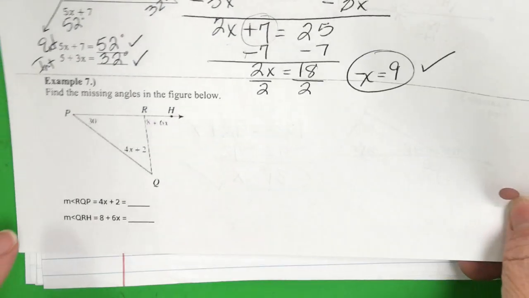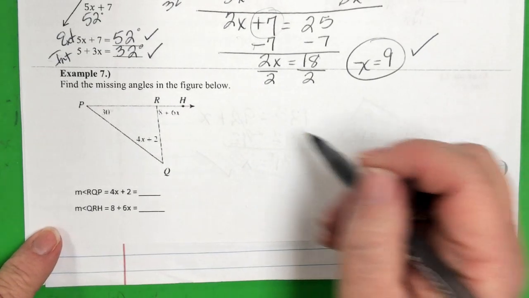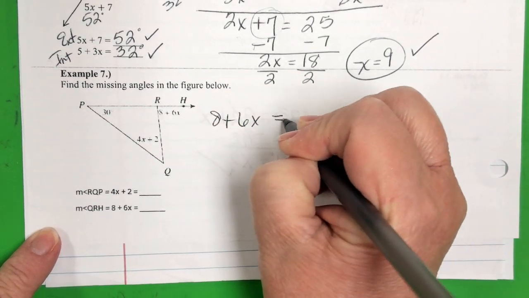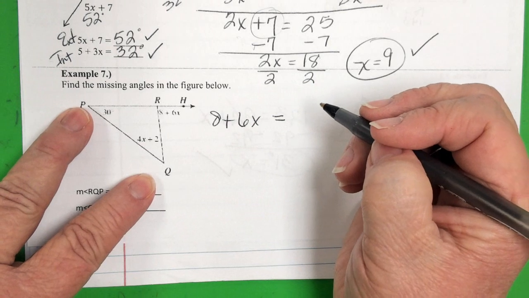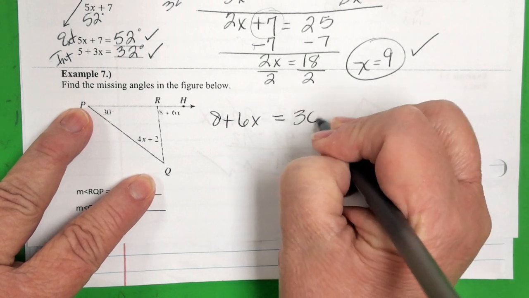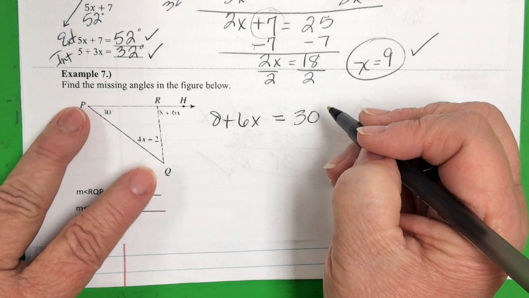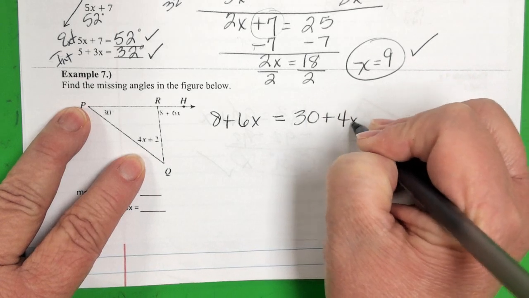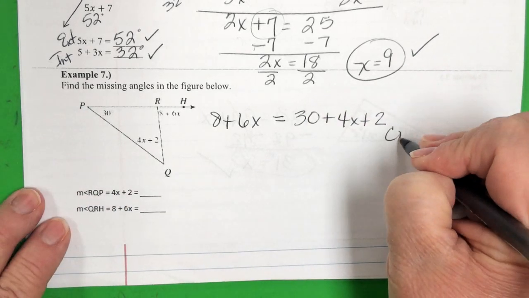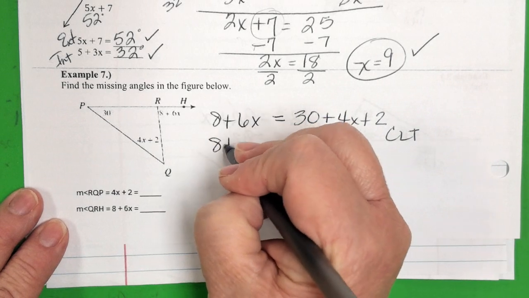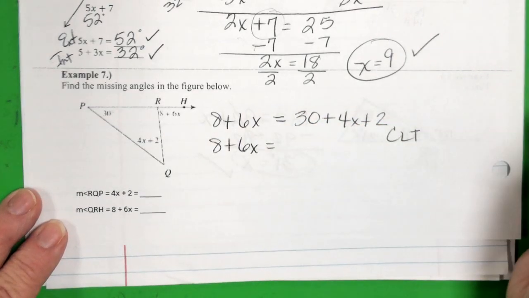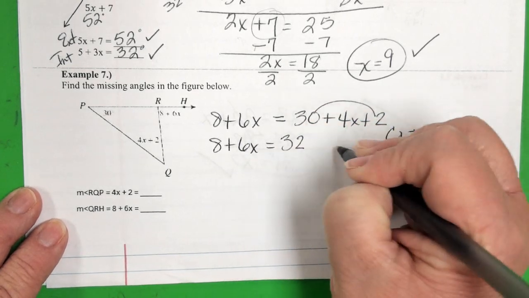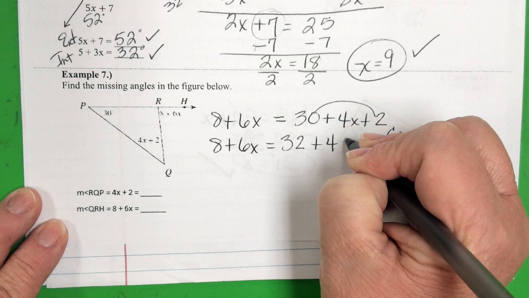Excuse me. And for our last example, our exterior angle is 8 plus 6x, equals the sum of our two remote interior angles. This one's 30, and this one's 4x plus 2. First, we're going to combine like terms. 8 plus 6x stays the same for right now. We can combine 30 and 2 to get 32 plus 4x.